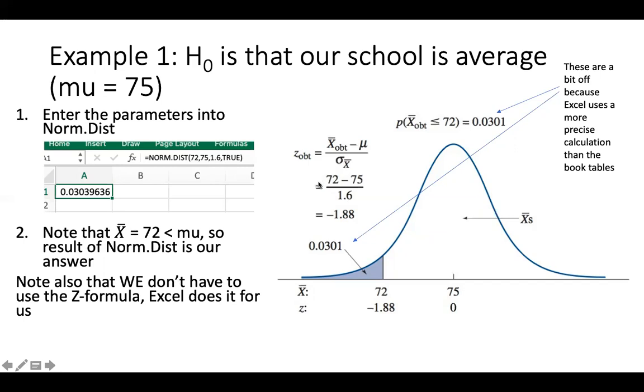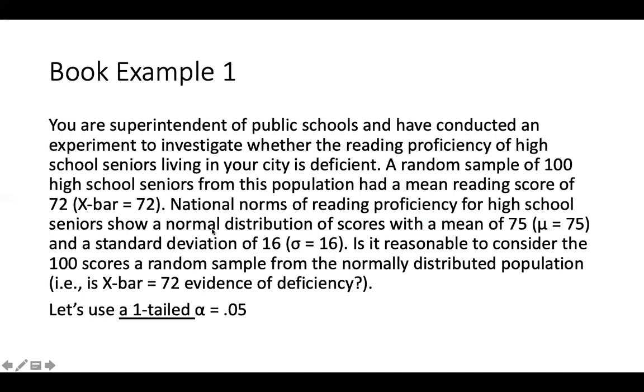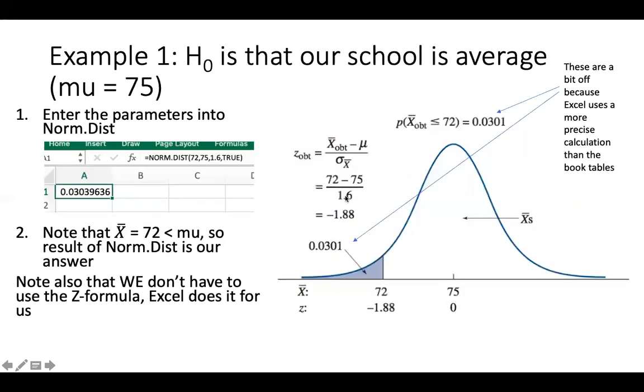Why do we do that? 1.6 is our standard error because the population standard deviation is 16 and the sample size is 100. Standard error is standard deviation divided by the square root of sample size. So that's 16 divided by the square root of 100. The square root of 100 is 10, so 16 divided by 10 is 1.6. Now you don't have to do this part. If you did, you'd get a z-score of negative 1.88, but that doesn't matter.